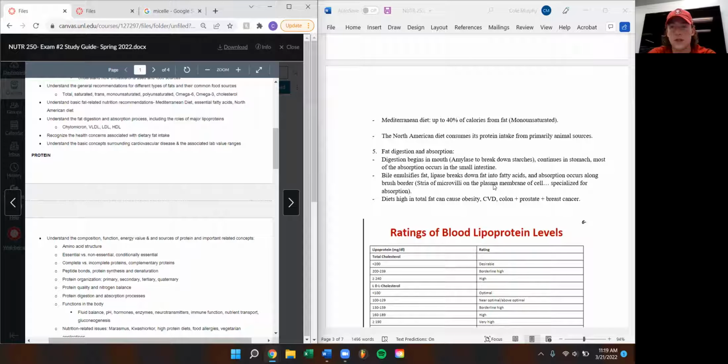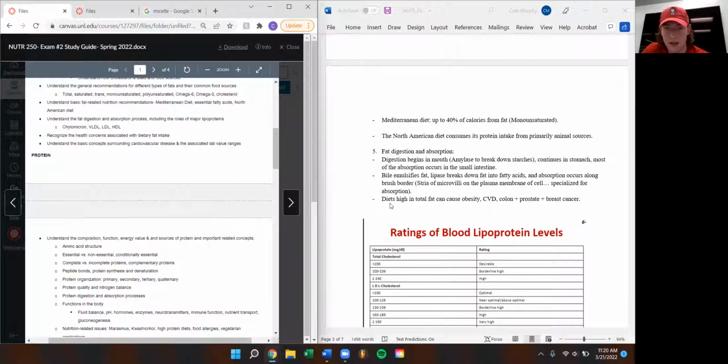And then again, absorption occurs along the brush border. There was a diagram that showed the striations of microvilli on the plasma membrane of the cell, and it's specialized for absorption. So really getting all the nutrients through that.